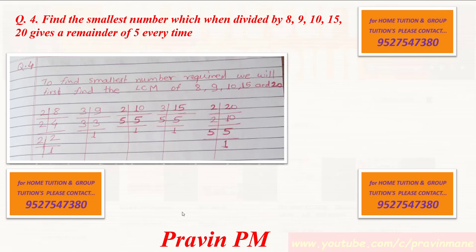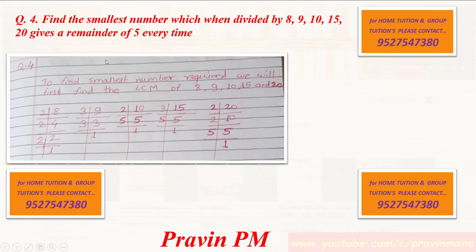Now question: find the smallest number which when divided by 8, 9, 10, 15, 20 gives a remainder of 5 every time.